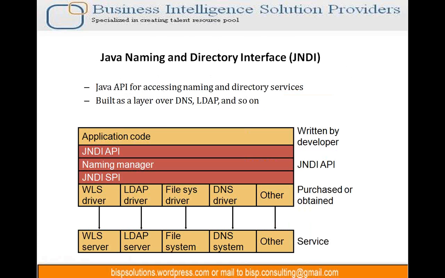And JNDI, Java Naming and Directory Interface. Again, this is one of the services used within the application server. It's purely a Java standard, built on the Java API for accessing naming and directory services, and built as a layer over DNS, LDAP, and so on. So this is purely to make sure you have a naming and directory interface to interact with a certain tree-level structure residing on the servers.